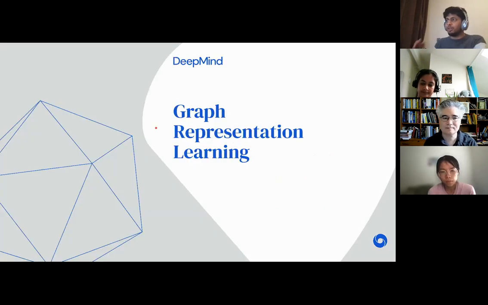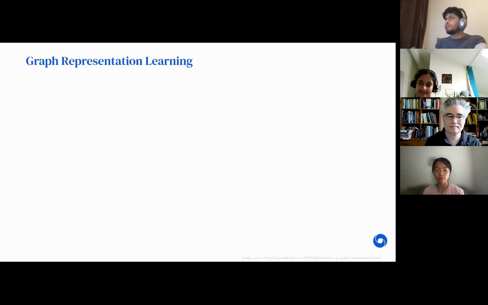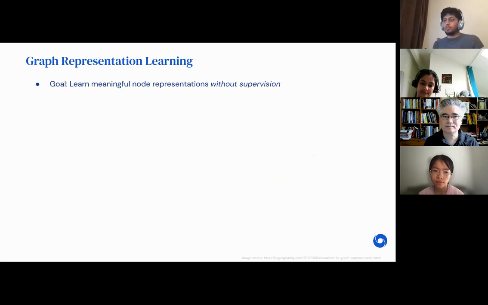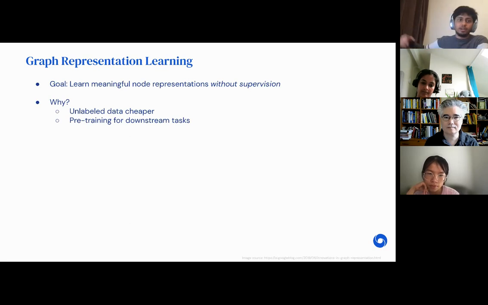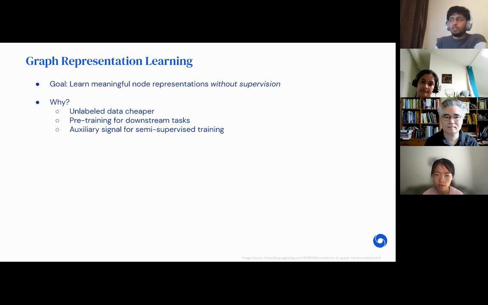Okay, so hopefully we're all on the same page so far. In graph representation learning specifically, we're going to restrict ourselves to node representations for now. So our goal is to learn meaningful representations without any form of supervision. And why is that? Because especially for the graphs domain, unlabeled data is often cheaper and more easily available than labeled data. So for example, let's say for Google Maps, right? It's very hard to get accurate labels for every single point on the earth, let's say for ETA prediction or something. But unlabeled data is much more plentiful. And we can use this to pre-train models for a wide variety of downstream tasks. So, you know, just train some really good representations and maybe fine-tune them later. And it can also be a useful auxiliary signal to combine with supervised loss for some semi-supervised training in case you do have, say, a small amount of labels.